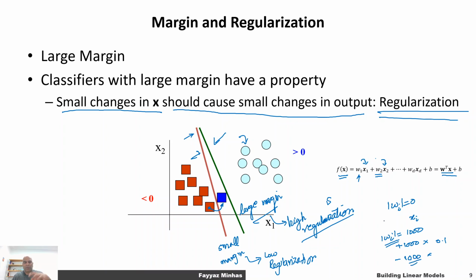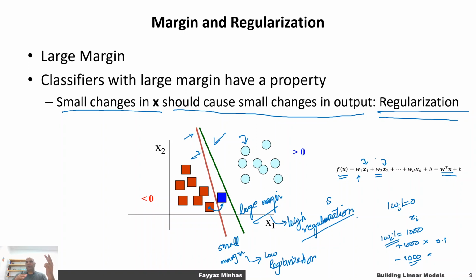Okay. So a small change in the input is going to produce a small change in the output if the weight is small. A small change in the input is going to produce a large change if the absolute value of the weight is large. So ideally, we want the classifier, the machine learning model, or the linear discriminant that we are developing to have small weights. So you want to build a classifier that now has two requirements.